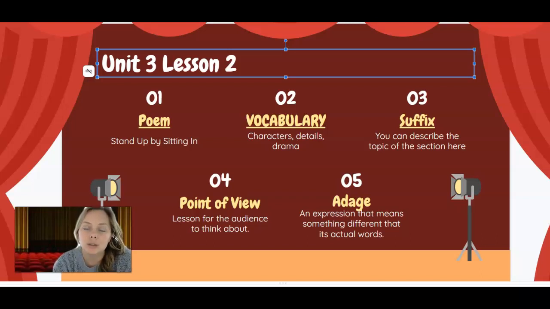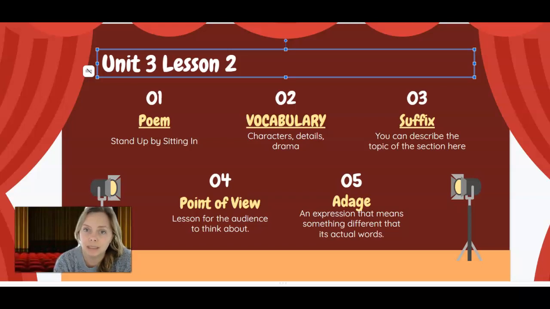All right, we're on lesson 2 of Unit 3 now. It has the same poem as lesson 1 did, Standing Up by Sitting In. And we have very similar vocabulary words. There's a new one that we're going to talk about. We're still talking about suffixes, so I'll review that. Point of view is a new topic in this lesson, and then a new focus for us is adage.